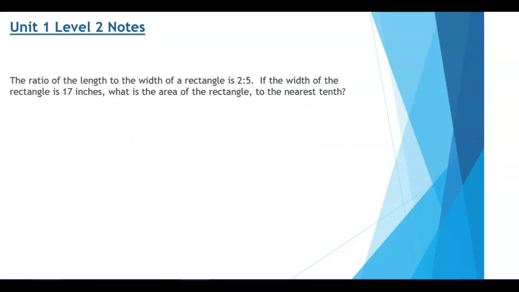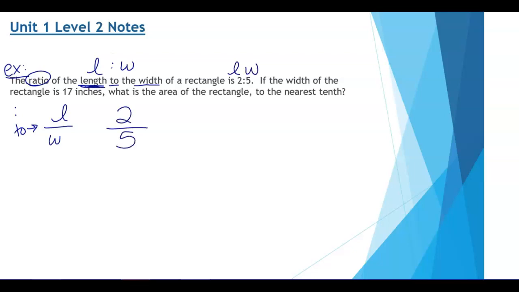Example number 2, please write EX. I do that a lot. Here we're given the ratio of the length to the width. There's that ratio again. So I know I can say length to the width. That's also colons because it said the length to the width, like that. Oh, and here it is. Of a rectangle is 2 to 5. So the length is first to the width, which is second. So I could say 2 to 5.